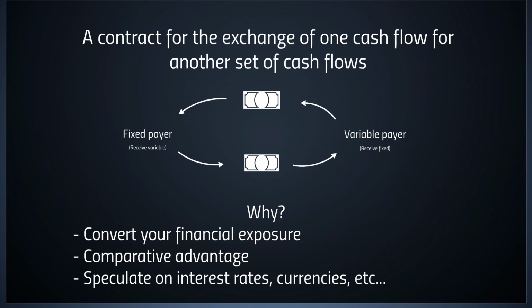Secondly, there's the idea of a comparative advantage. If you can borrow very cheaply in one currency, but you need the funds available in a different currency, you can go ahead and borrow in that first currency and then swap that with somebody that can borrow very cheaply in the currency that you need. And in that way, both of you can have a lower interest rate than you could get individually. And finally, you can speculate on interest rates, currencies, or other assets using a swap.